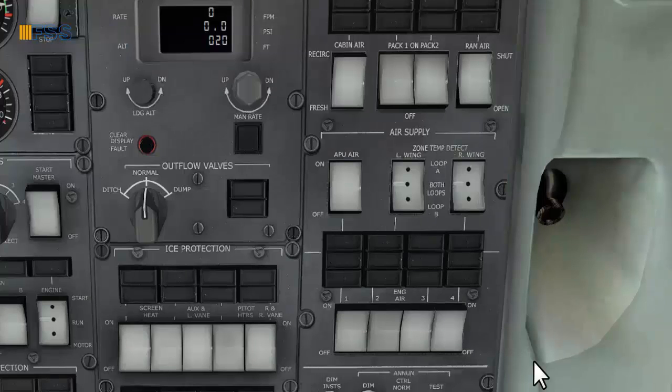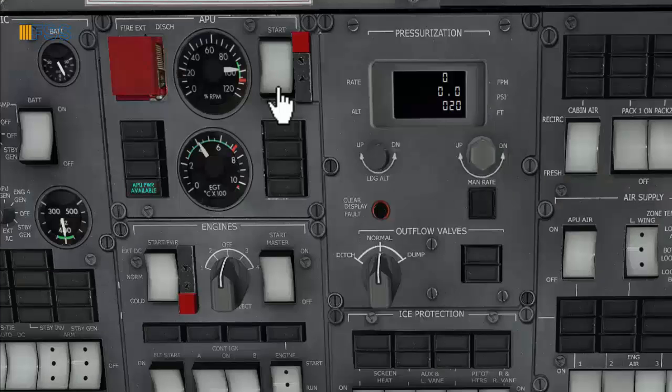If the APU air is being used for takeoff, it can be selected off during the initial climb, but first we need to select the engine's air switches on, then the APU air goes off. Lastly, the APU can be turned off.